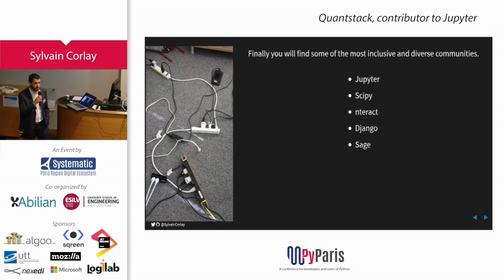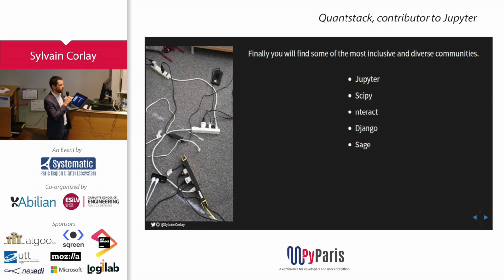Finally, you will find some of the most inclusive and diverse communities out there: Jupyter, SciPy, Interact, Django, and Sage. I just wanted to use this picture here because these are the adapters and power outlets that were in use at the last Sage Days that I attended. There were like 20 different foreign accents and power outlets, and everyone was coding and hacking together. This picture really shows the diversity of our communities. So yeah, get involved now.